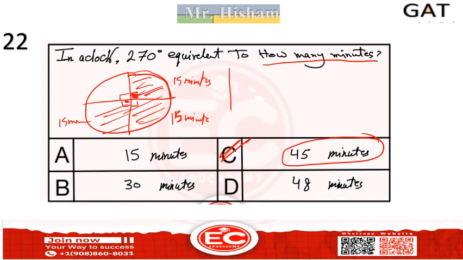You can solve it by another method, using the ratio: 360 gives you 60 minutes. So 270, it gives you what? It gives me 45 minutes.